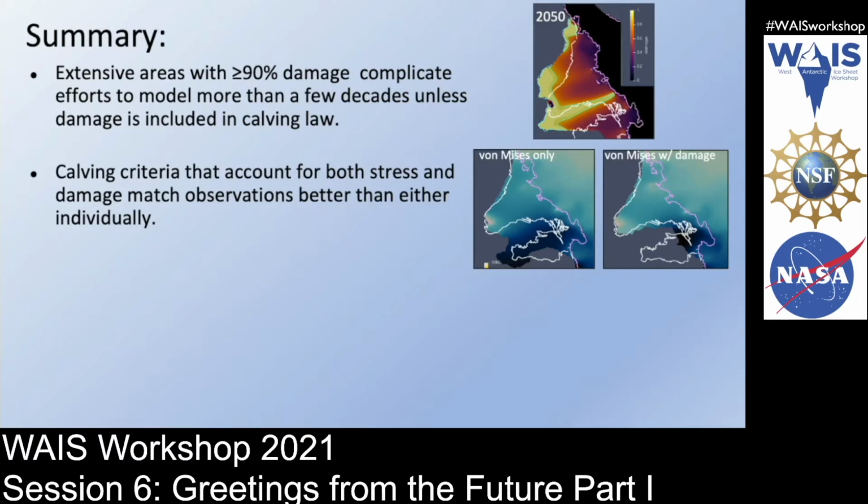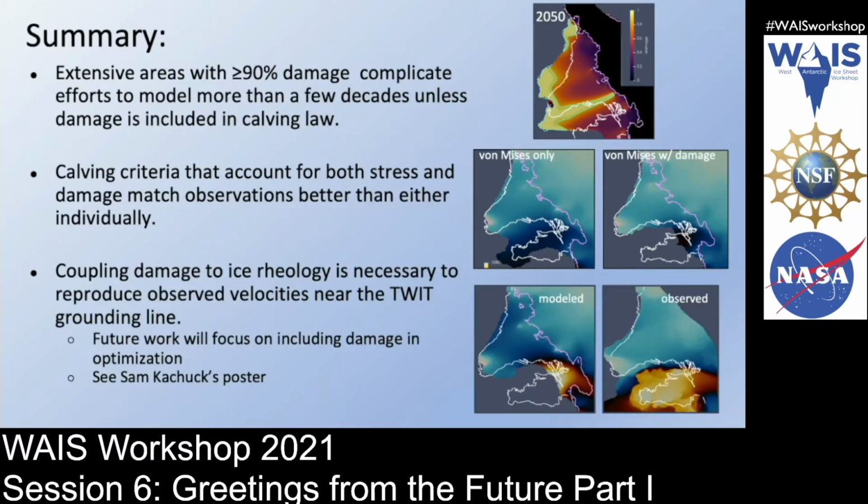And we find that coupling damage to ice rheology is necessary to reproduce the observed velocities near the western ice tongue grounding line, and future work will focus on including damage in our optimization.